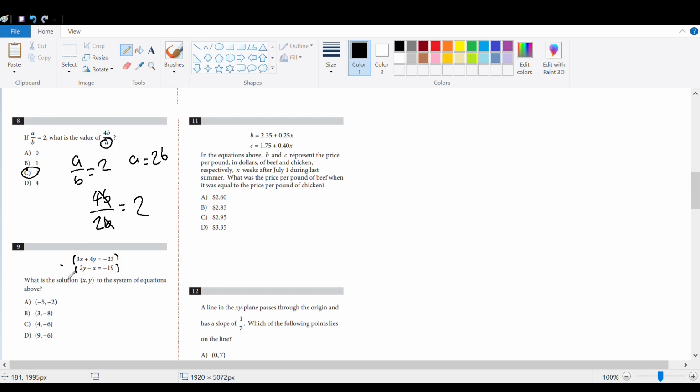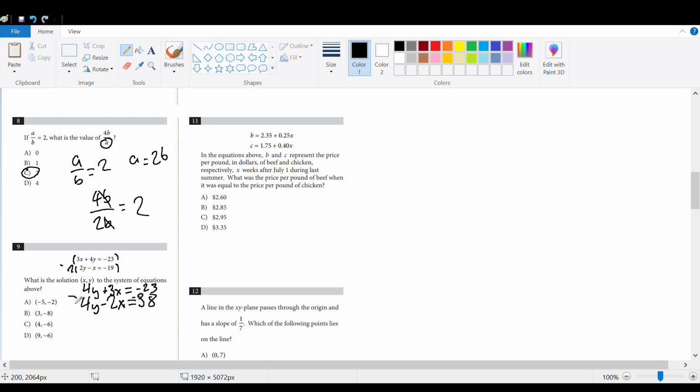So here we just multiply this entire thing by 2. So that gets us 4y minus 2x equals 38. And when we subtract from 4y plus 3x equals negative 23, and sorry, this should be a negative 38.